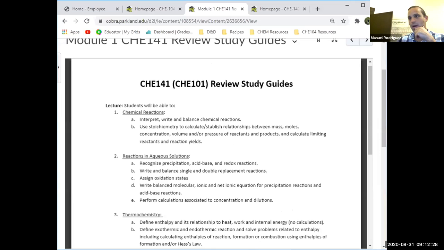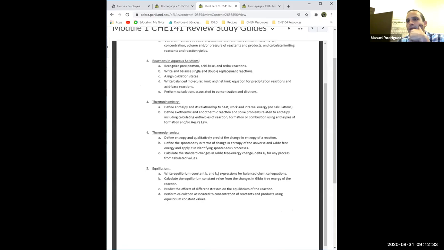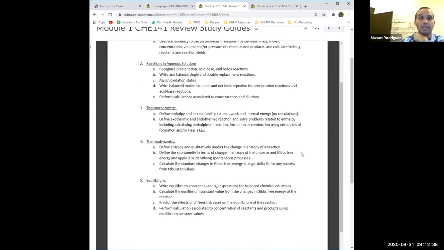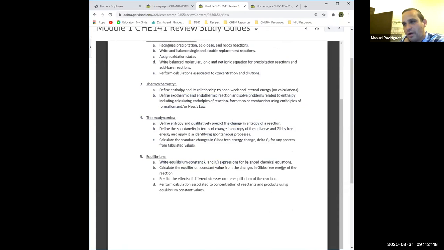So let me look at equilibrium. The hardest part about equilibrium is actually using equilibrium constants, like finding the concentration of chemicals at equilibrium. So for the equilibrium chapter, write the equilibrium constants Kp and Kc. That's fairly simple. Calculate the equilibrium constant from Gibbs free energy, that's fine. Predict the effects of stress, that's fine. So for quiz number one, I'm gonna remove D from the objectives. I'm gonna push D to the next quiz, because that's easy. Does that make sense? So that will decrease what you need to know about that chapter.